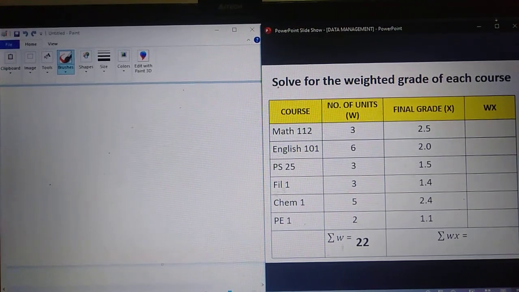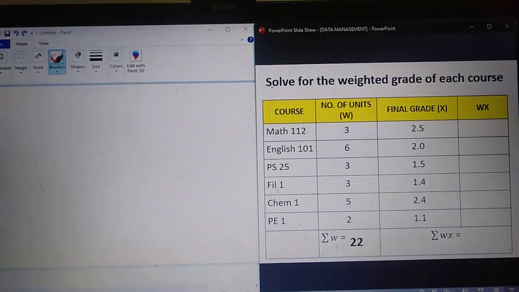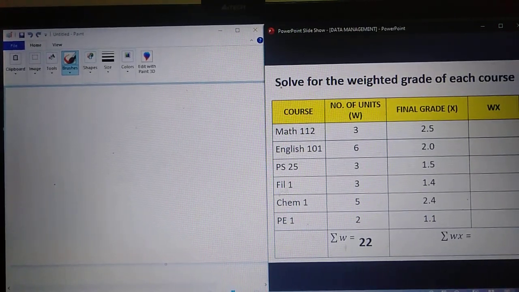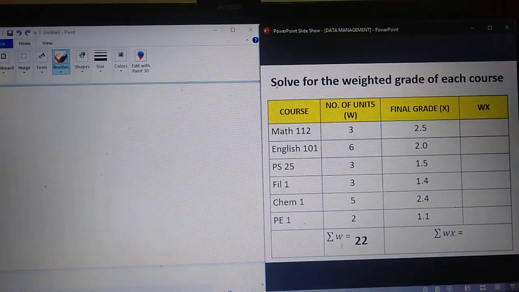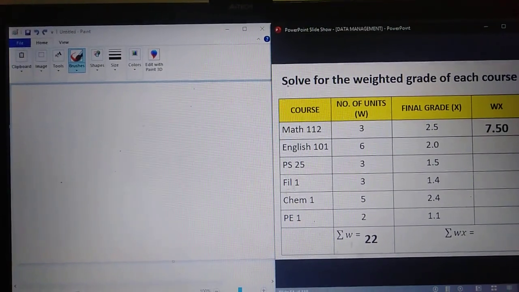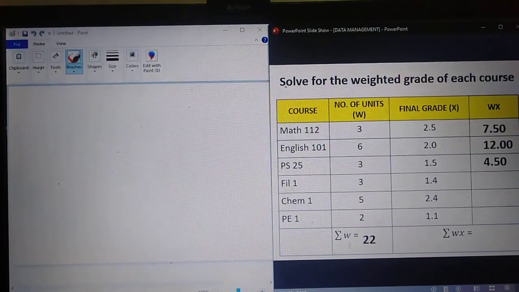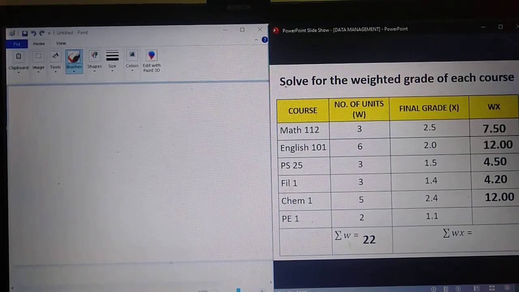And then since may WX dito, we need to multiply the number of units sa final grade. I-multiply mo lahat ng mga to. We can get a product of, ayan, 3 times 2.5 is 7.5. 6 times 2 is 12. 3 times 1.5 is 4.5. 3 times 1.4 is 4.2. 5 times 2.4 is 12. 2 times 2.1 is 2.2.